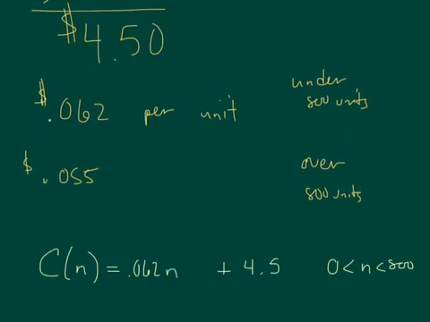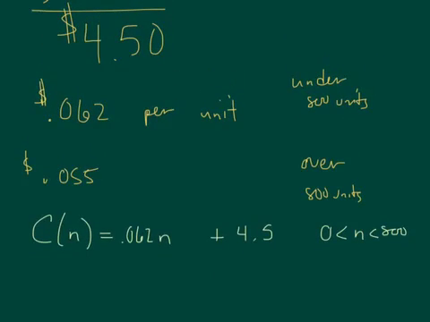Part B says, well, what happens if n goes greater than 800? Can somebody tell me how part B would look based on part A? Ida. Like C(n) equals 0.055n plus 4.5. Okay, now here's the tricky part. There's something we have to change here.